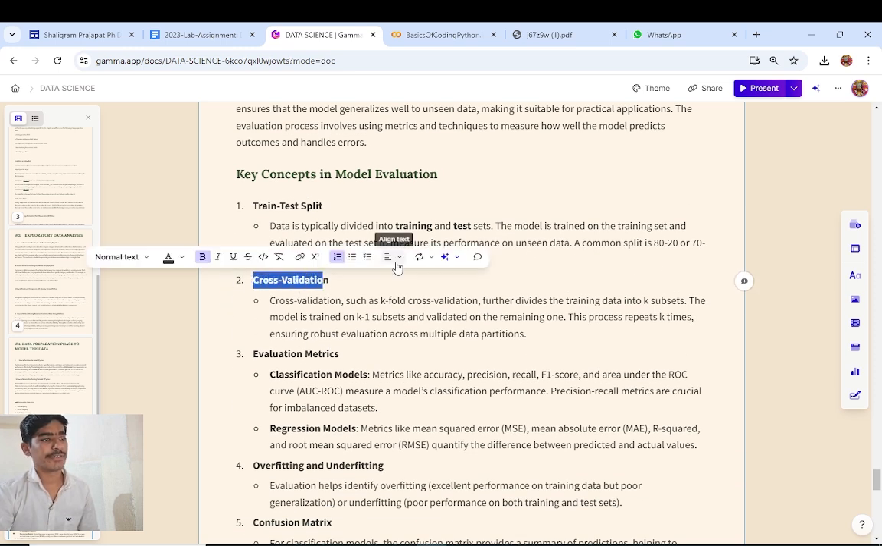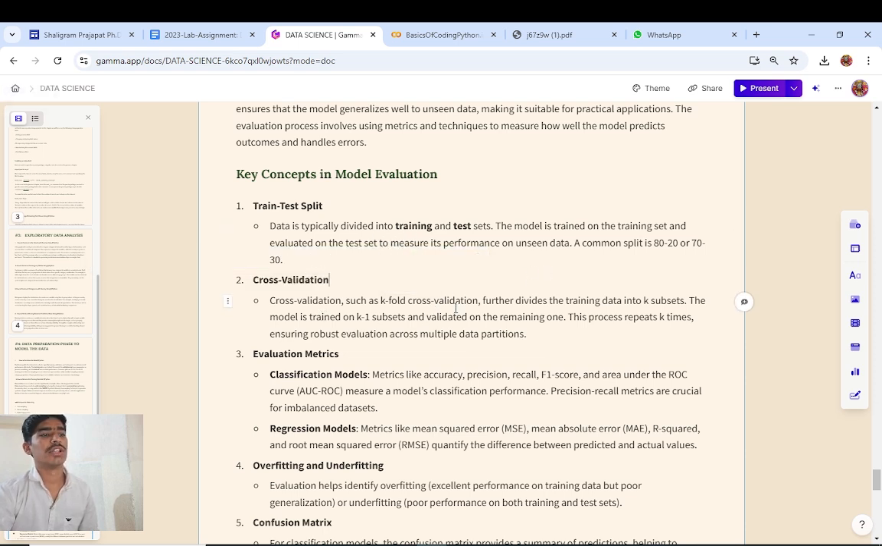Second is cross validation. Cross validation, such as k-fold cross validation, further divides the training data into k subsets. The model is trained on k minus 1 subsets and validated on the remaining one. This process repeats k times, ensuring robust evaluation across multiple data partitions.